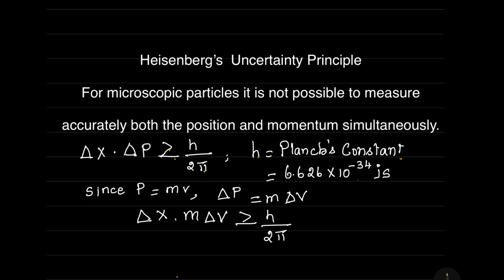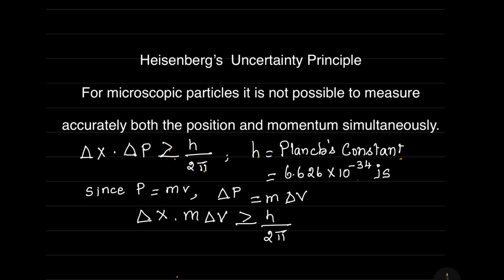Let us consider any microscopic particle and its two parameters, position x and momentum p. According to Heisenberg, the more precisely one parameter is known, the less precisely the other is known. The more accurately we know about the one, the less accurately we know about the other. Or, it is not possible to measure accurately both the position and momentum of an electron simultaneously.